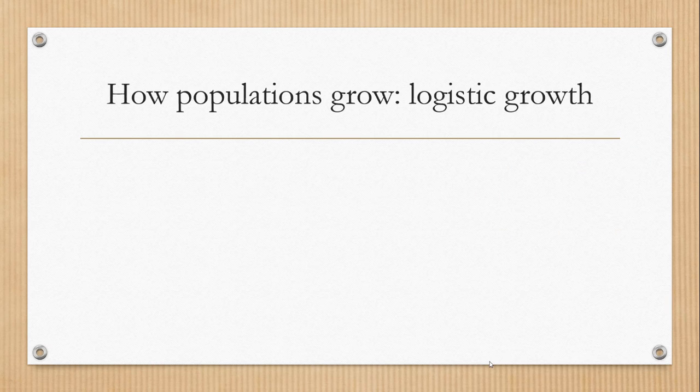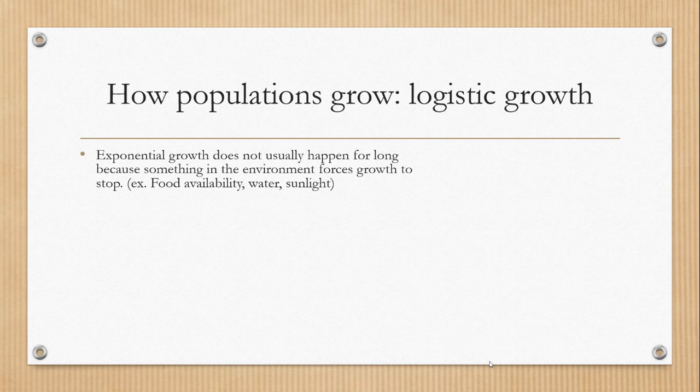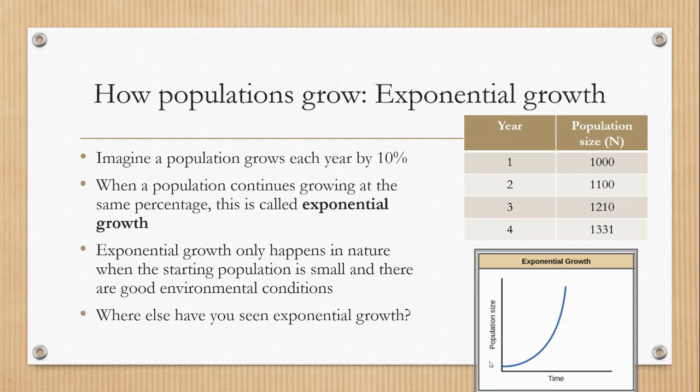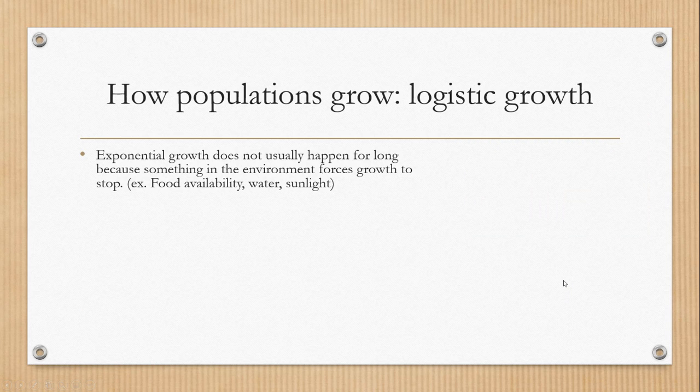Okay, so then we have logistic growth, which is very different. Exponential growth doesn't usually happen for a long time because something in the environment is going to force that growth to stop. So let's say we had bacteria, for example. It's just going to grow and grow exponentially. Eventually, something's going to happen where this cannot keep happening. This is not sustainable anymore. That's where logistic growth comes in.